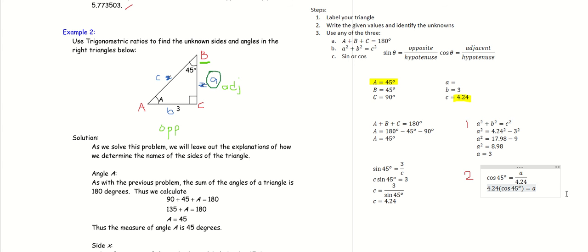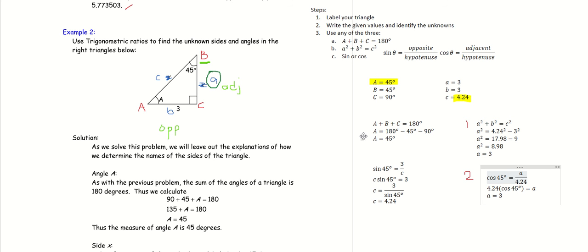So, i-calculator na lang natin yung 4.24 times cosine 45 is 2.998, which is also 3. Okay, so whichever method you use, you will still get the same answer for ABC. Okay.